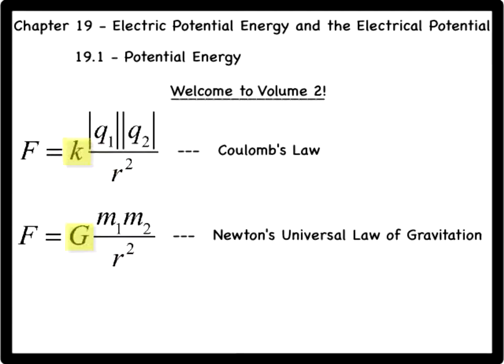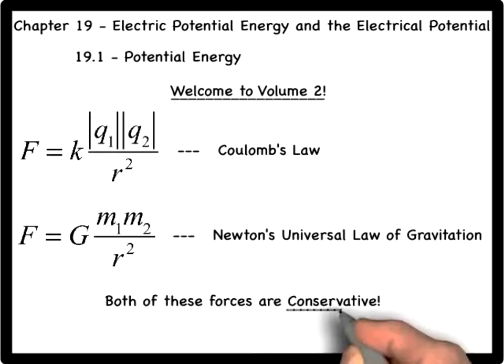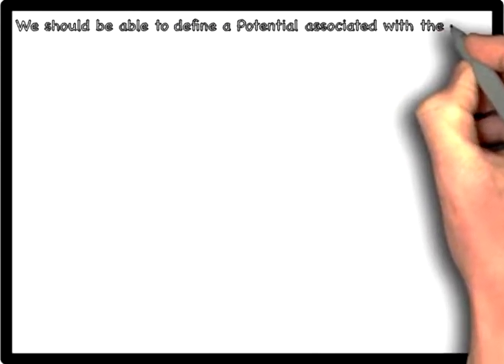Both depend on a fundamental constant of nature, and both are directly proportional to the product of 2 charges or 2 masses respectively. These 2 forces share another important commonality. They are both conservative forces. Recall from Chapter 6 that if we have a conservative force, then we should be able to define a potential energy associated with it.